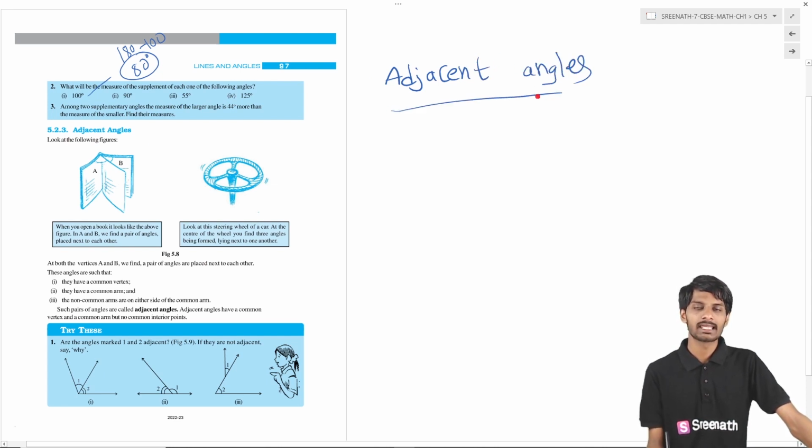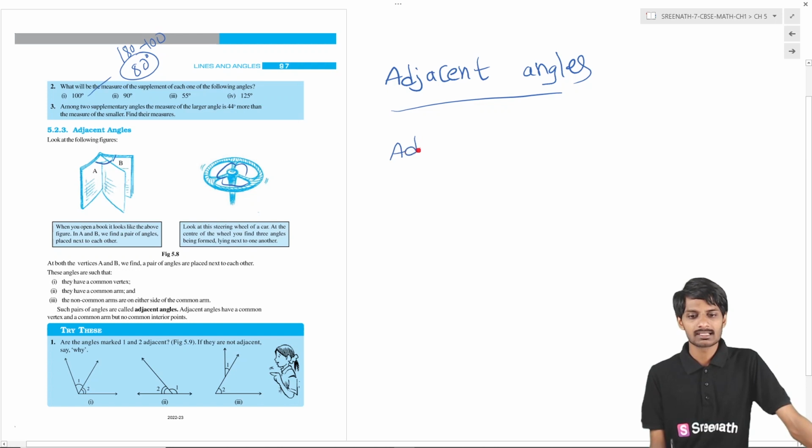So before I tell you, I want you to observe these figures. This is the angle A and this is the angle B, and there is an angle and there is an angle. So these two are called adjacent angles, friends. Why are we calling those adjacent angles?